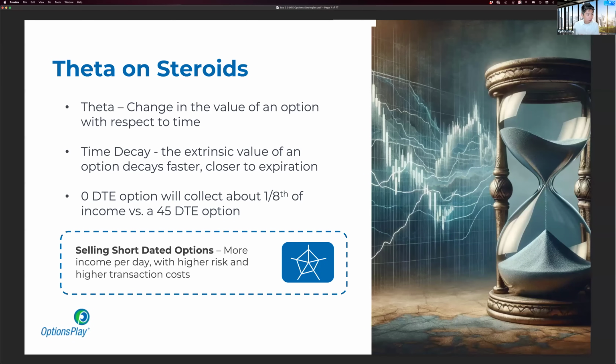Now, time decay is the one that most traders, especially those of you that are either starting out or have a little bit of experience, are focused on when you're thinking about shorter dated options.